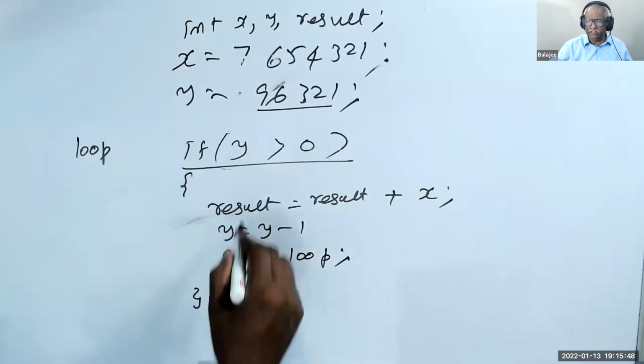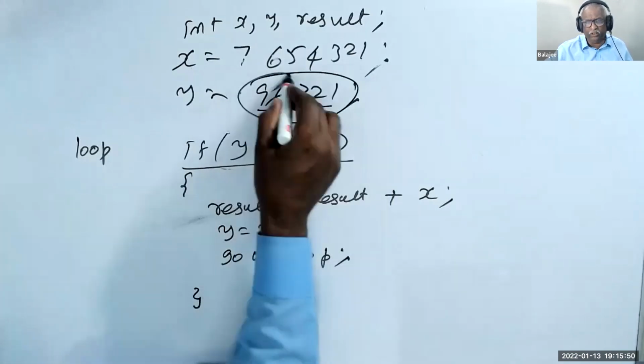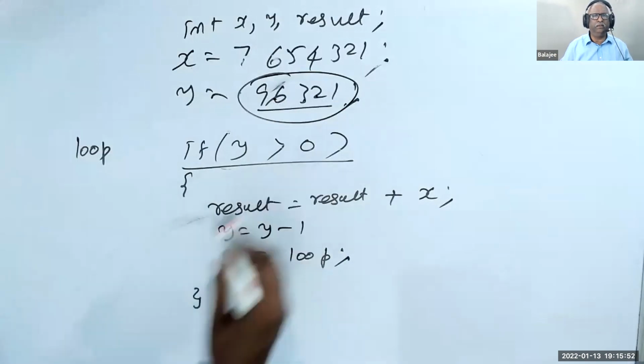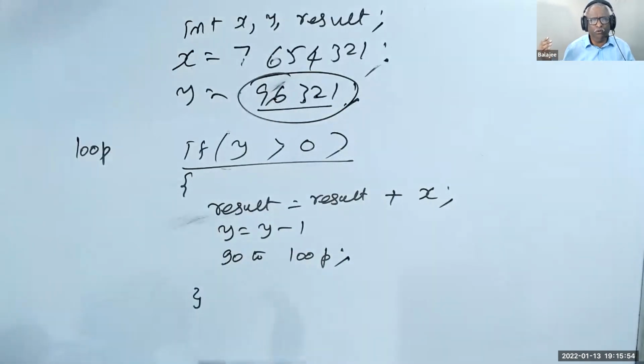This loop will take place how many times? 96,321 times. But will it give the result properly? Anybody? Anybody can tell me now. Will I get the result properly?